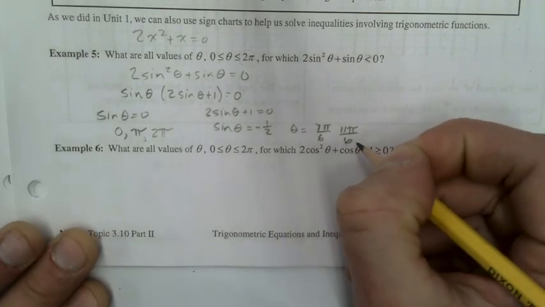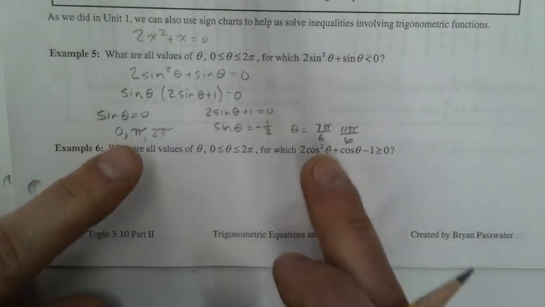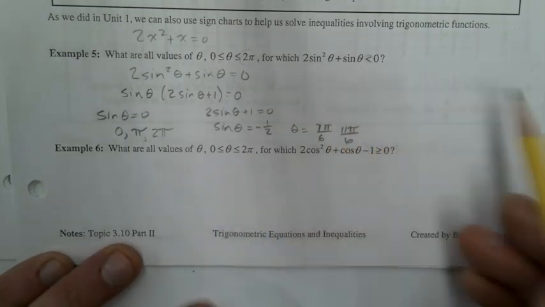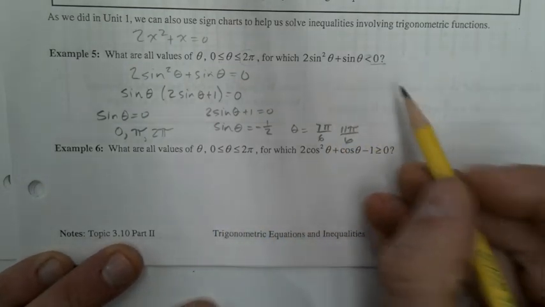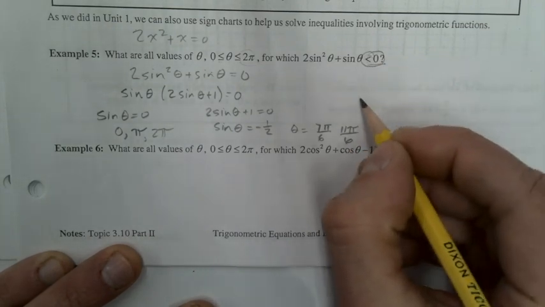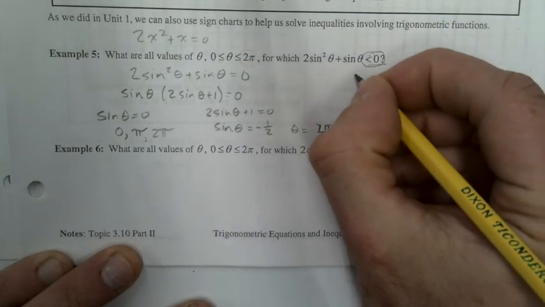Now, from there, we have a bunch of solutions, but remember, inequalities, we want to find out when we are above the axis, or actually in this case, below the axis, because we want to be less than 0. To do this, I will create a sign chart.